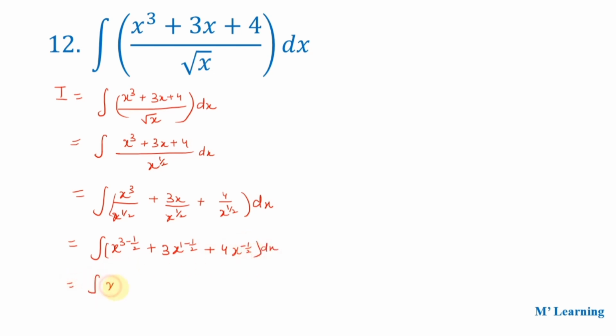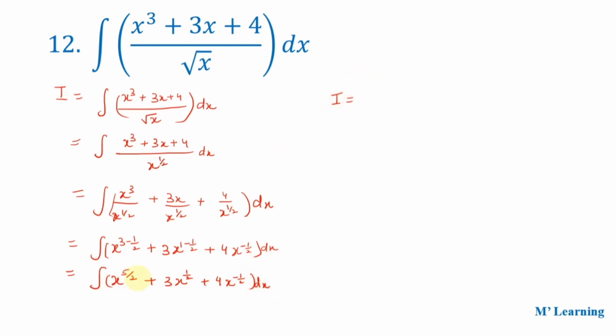Then we'll solve the powers. So 3 minus half is 6 minus 1, which is 5 by 2, plus 3, 1 minus half is half. Now we'll just solve the powers. x to the power 5 by 2, plus 3 x to the power 1 minus half is half, plus 4 x to the power minus half, dx. Now we'll just integrate this.